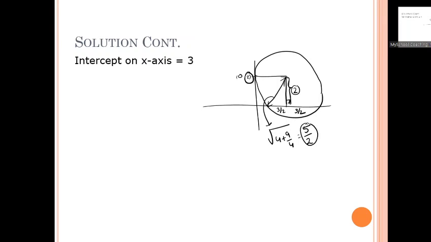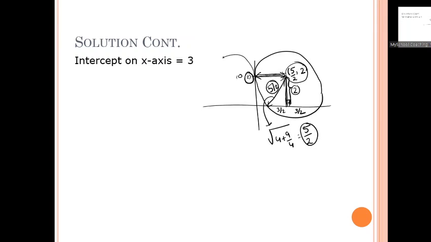5 by 2 ho jayega. 5/2, okay, radius aa gaya, clear? So iske baad center ka x coordinate, this is also equal to radius, right? So should the x value be 5/2? Yes or no? Yes, sir. And y value 2 hi hona chahiye because this is 2. The perpendicular distance, the distance from y-axis is 2. Yes or no?